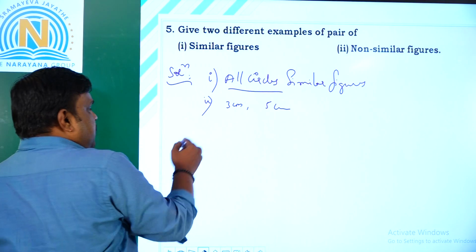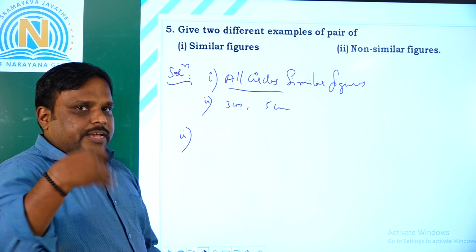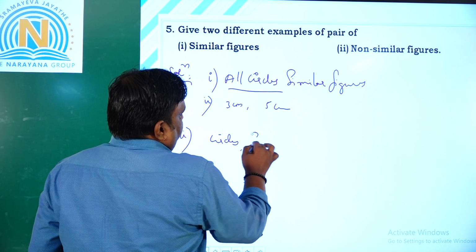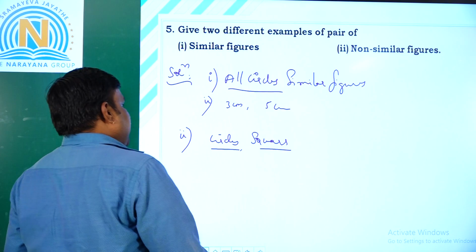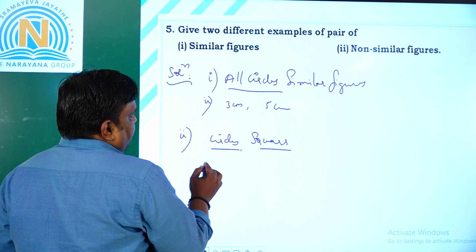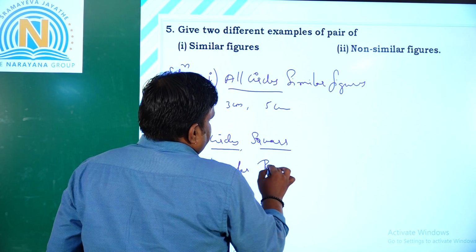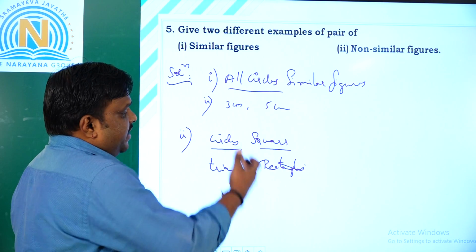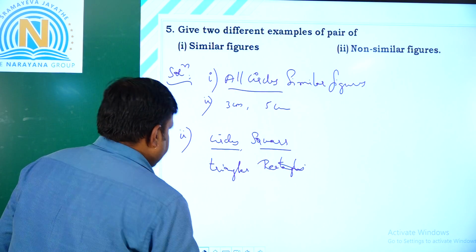Now let us take examples of non-similar figures. Non-similar figures are those whose shapes are different. If I take circles and squares, since the shapes are different, they come under non-similar figures. One more example: triangles and rectangles. Since the shapes are different, they are non-similar figures. Now coming to the next question.